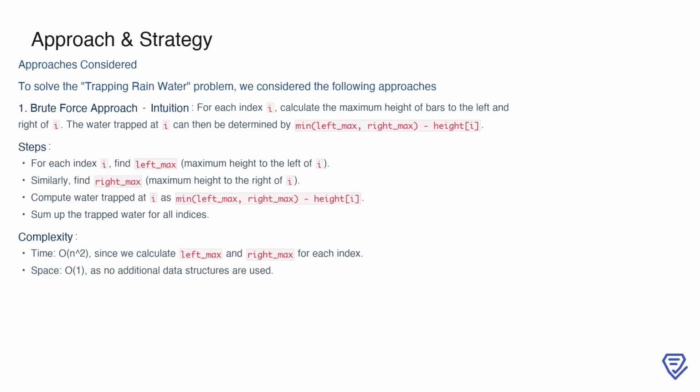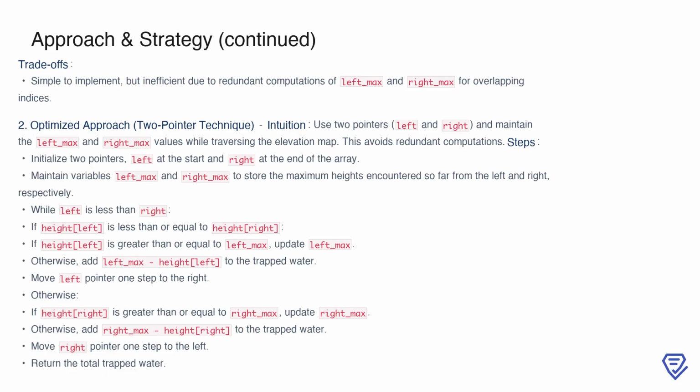While this approach is straightforward, its time complexity is O(n squared), due to the repeated calculations of left_max and right_max for each index. However, it uses O(1) space since no additional data structures are required. The brute force approach, though simple, has a significant drawback: it performs redundant computations for overlapping indices, making it inefficient for larger inputs. To address this, we considered an optimized approach using the 2-pointer technique.